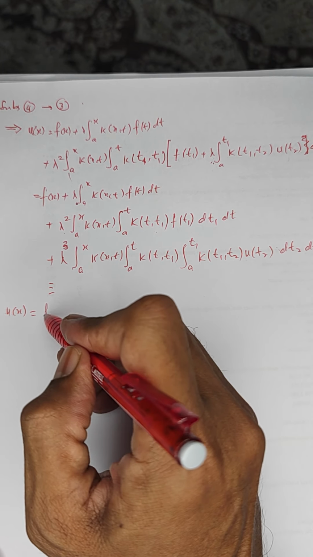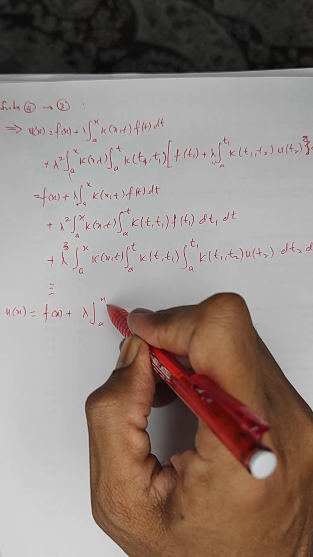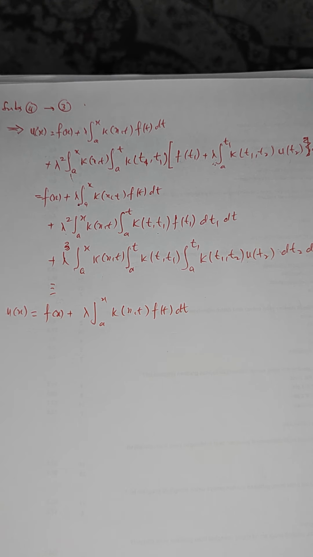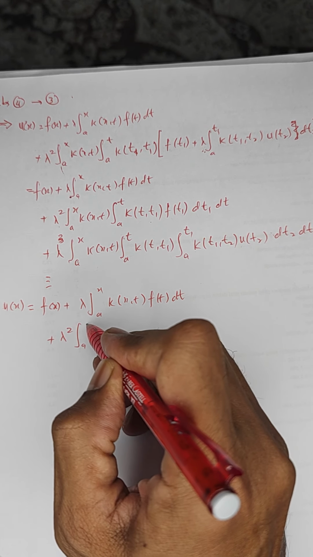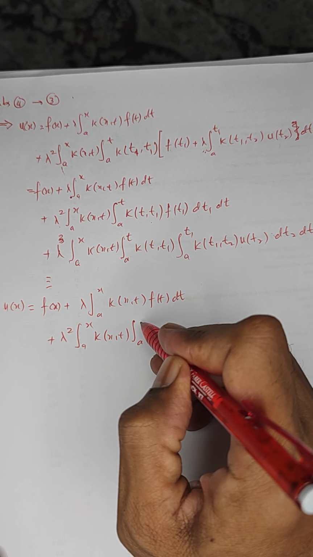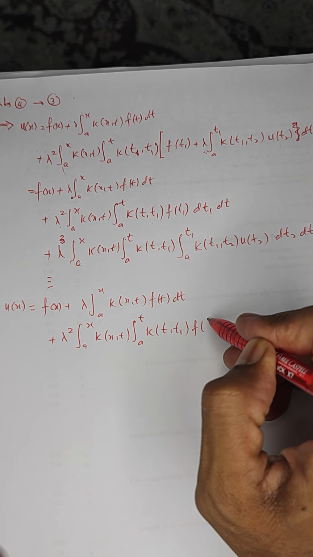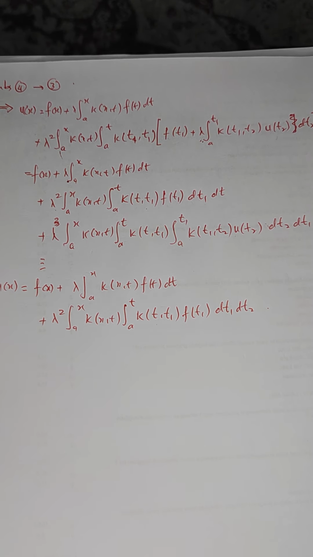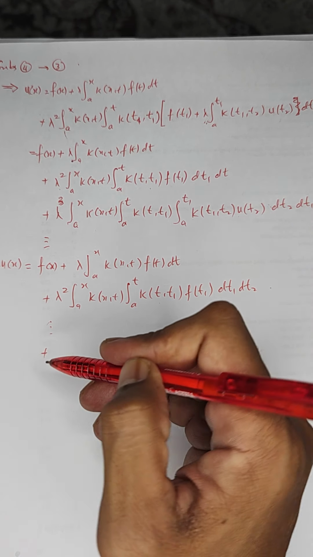If you proceed this, u(x) is given as f(x) plus lambda times the integral from a to x of k(x,t) f(t) dt. That's the first term. The second term has lambda squared, the integral from a to x of k(x,t), the integral from a to t of k(t,t1) f(t1) dt1 dt. Then we have the third term, and the fourth term, and so on. You can proceed this up to n terms.